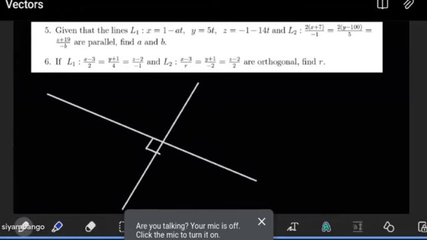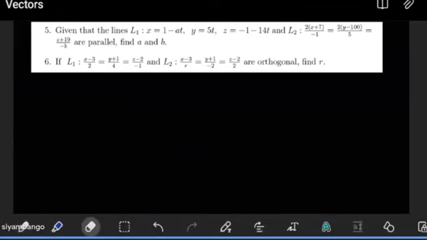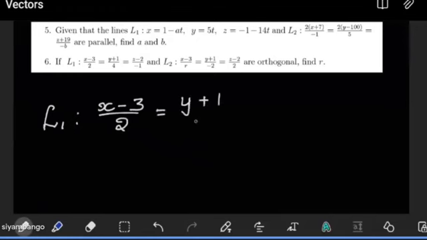Now, the question is asking us to find what r will be, given that we have that setup. Well, if two lines are perpendicular, what does it imply? Let's get our two lines. We have L1, the first line. This is (x minus 3) over 2. So here they're giving us the symmetric equations for that line. This is (y plus 1) over 4. And then the last part is (z minus 2) over minus 1.